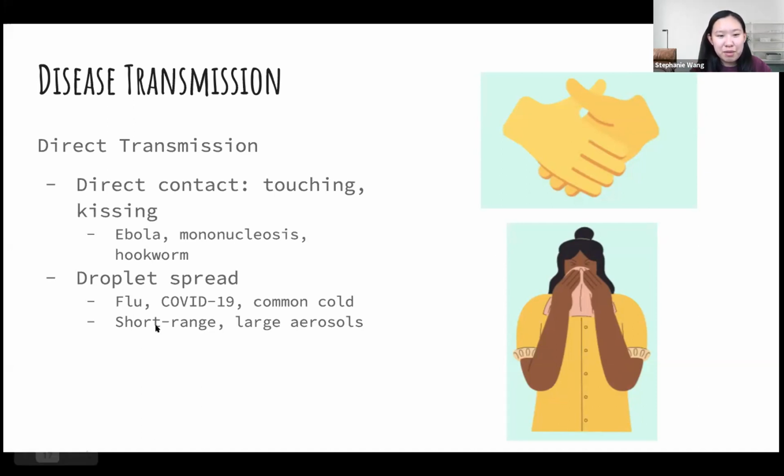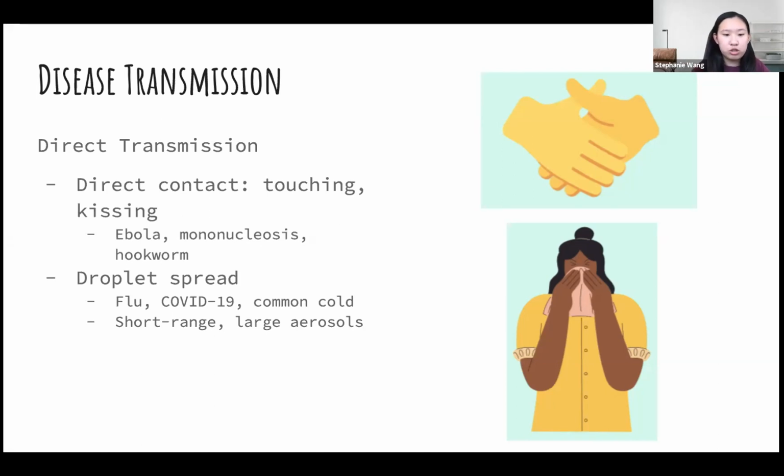Also, I made this PowerPoint a long time ago, so I put COVID on here, but COVID can be spread through airborne means, so this is not completely accurate. So ignore that. We have the flu, the common cold, and what's special about droplet spread is short range, large aerosols. So when you're sneezing onto someone in a short contact, like within 1 foot, then those droplets will reach them and they may inhale them. That's how they get infected.